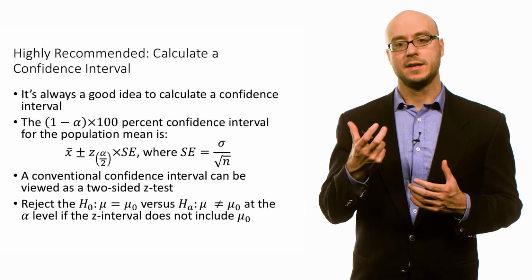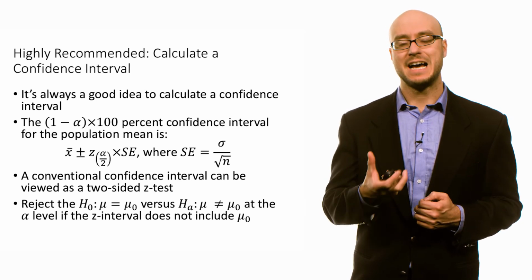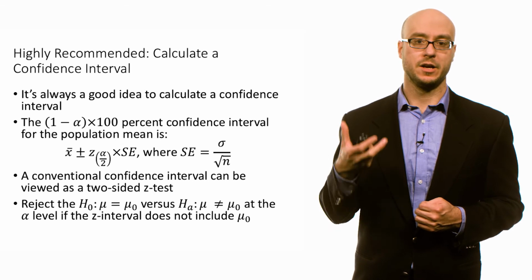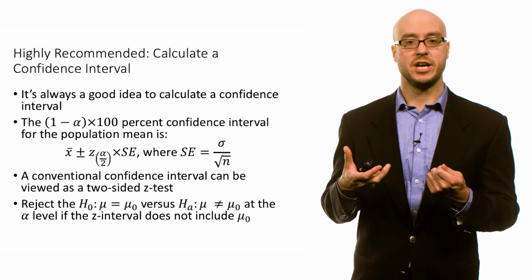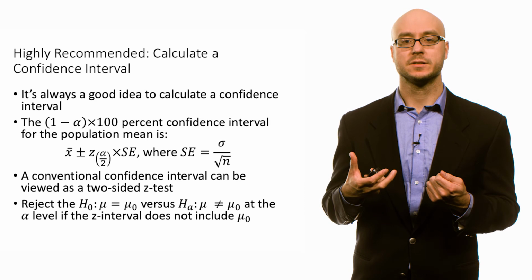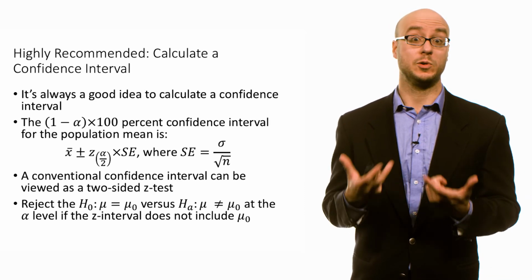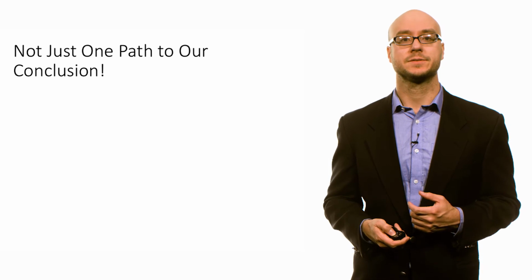So if that confidence interval, that z-interval, does not include that claimed value of the population mean under the null hypothesis, that suggests that our data is inconsistent with that null hypothesis. And so, we would reject the null in that case, right?